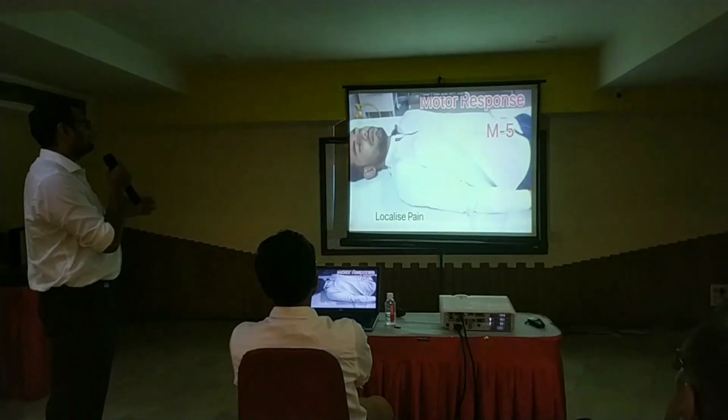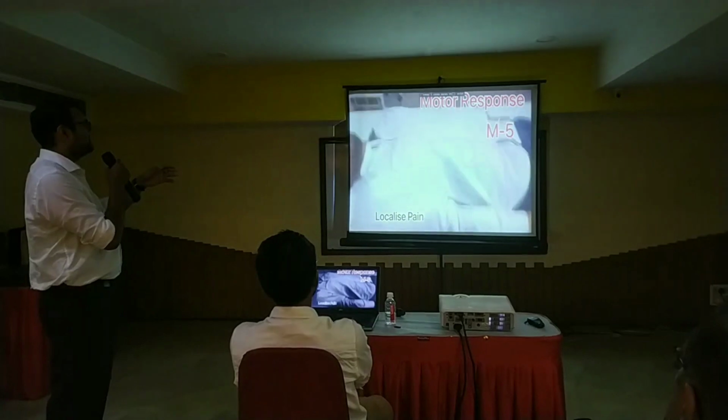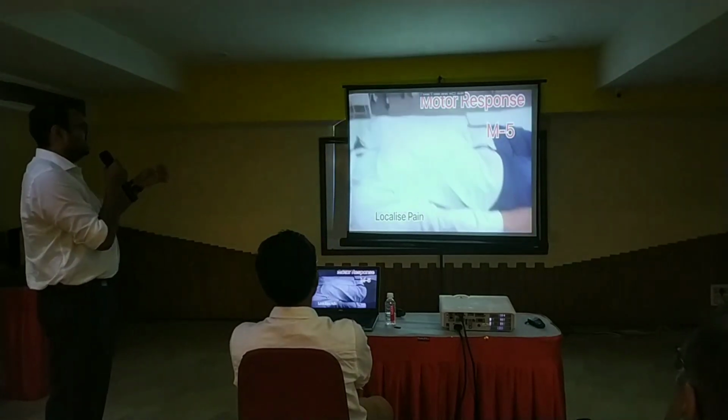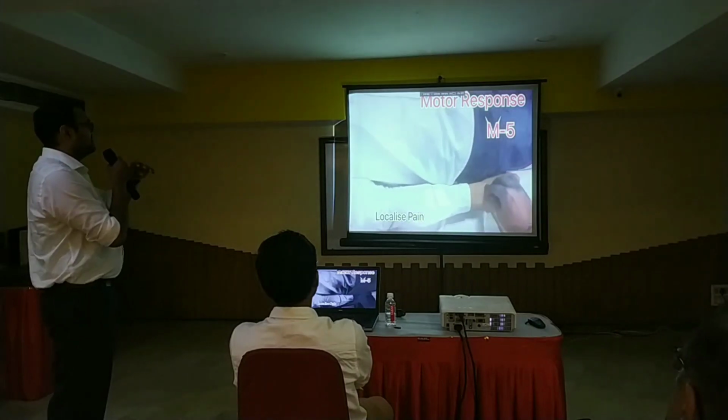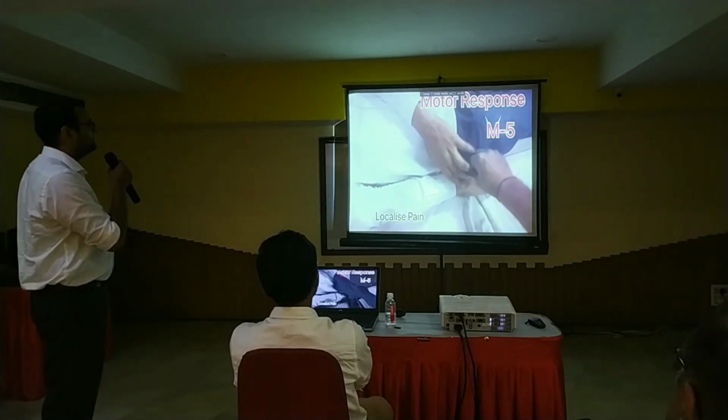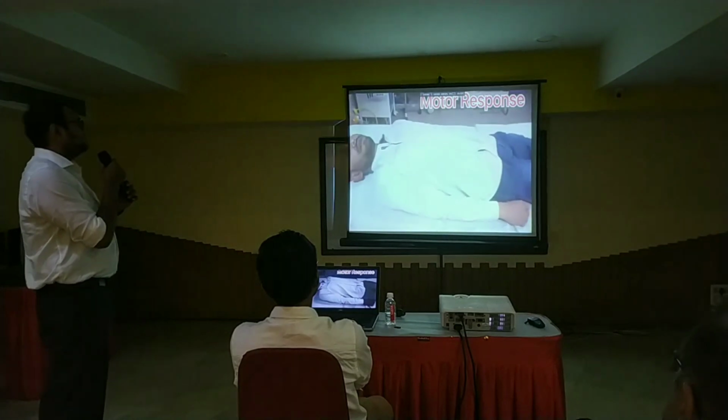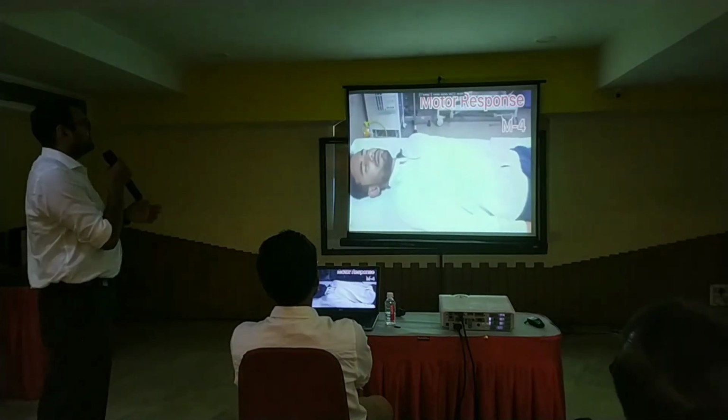In M5, patient will be localizing pain. Suppose you are giving some painful stimulus to any area of the body, he will localize that area. We will try to pinch the patient's hand, then he will try to localize that pain with the other hand. This is M5. In M4, patient will be withdrawing to the painful stimulus.